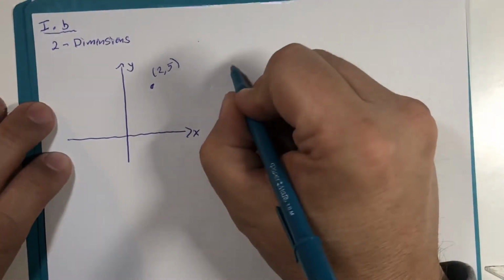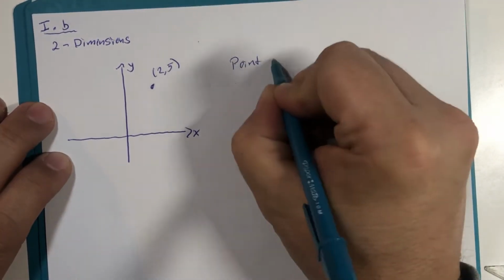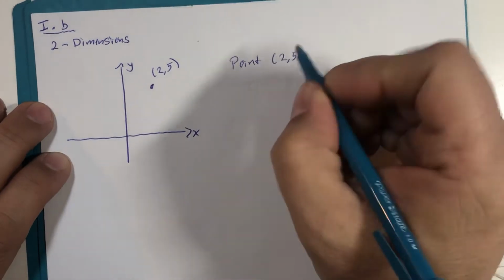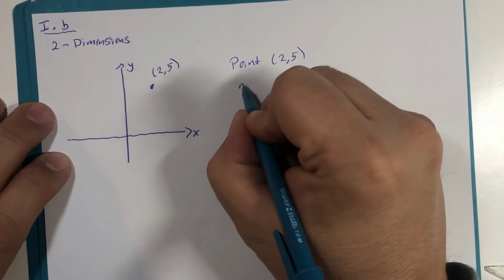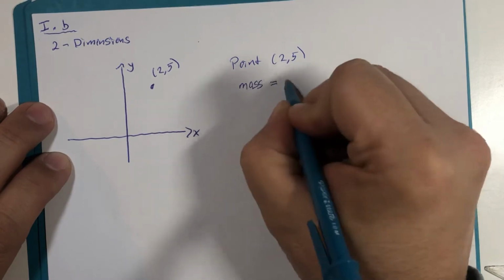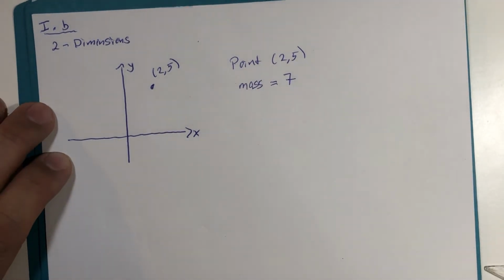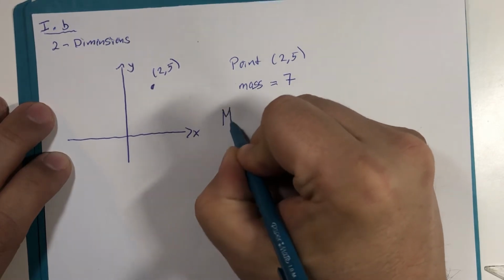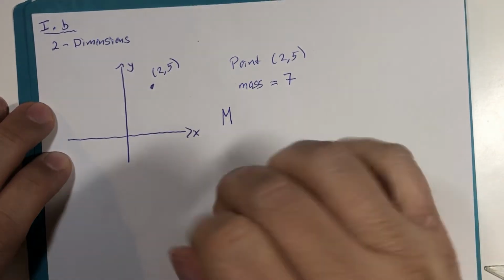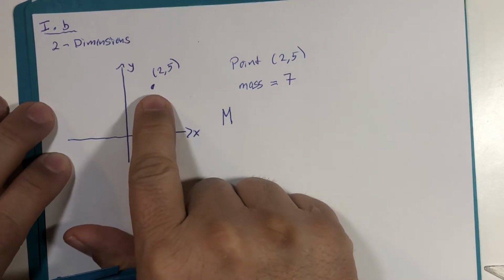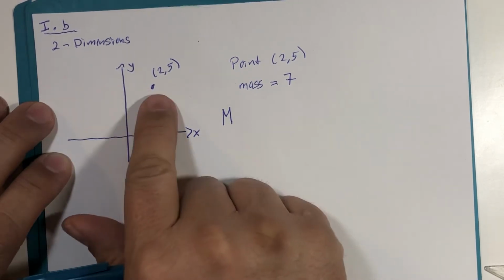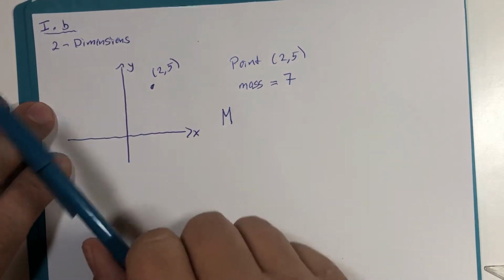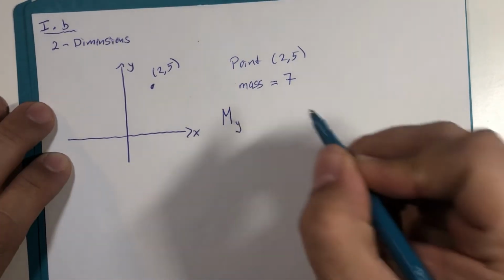And let's just say that this point has a mass concentrated there of 7. Now, when we look at our moments, we're going to actually have two of them. One will be the moment related to what's going on left and right with respect to the y-axis. The moment about the y-axis, we would call that.